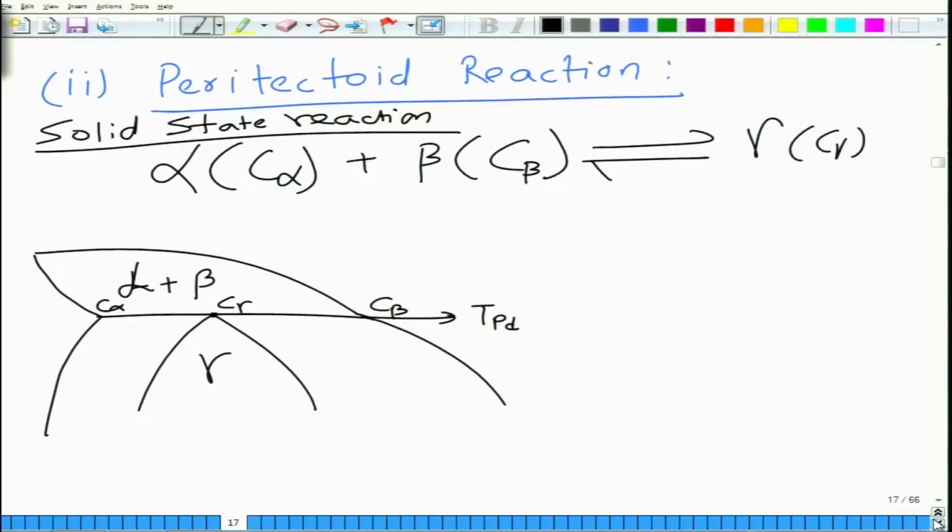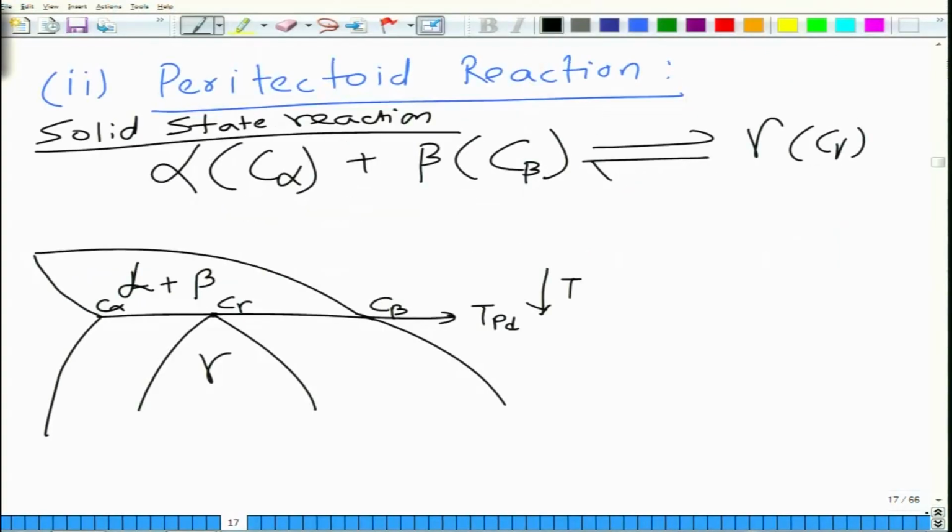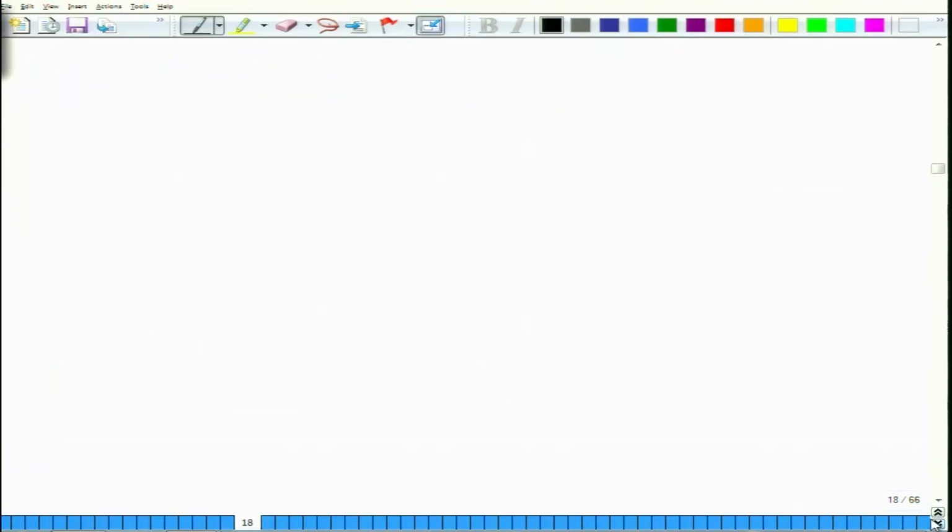So, this is the peritectoid temperature at which alpha of composition C alpha and beta of composition C beta together transform into gamma phase. So, this is lowering of temperature. In the previous case the temperature goes down like this. So, this is called the peritectoid reaction at temperature TPD. So, there is a phase diagram which consists of many of these reactions.